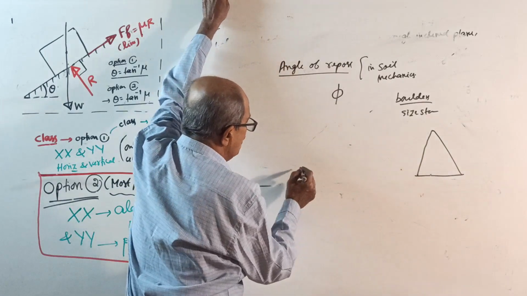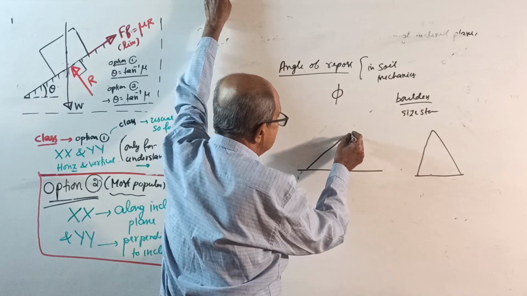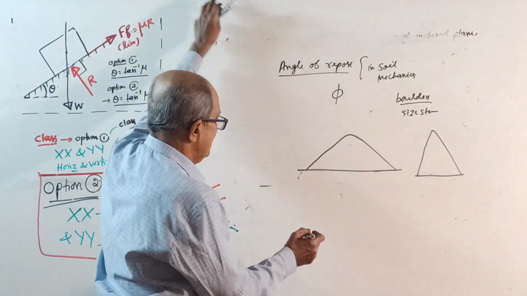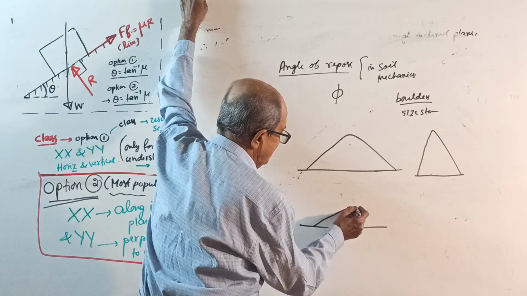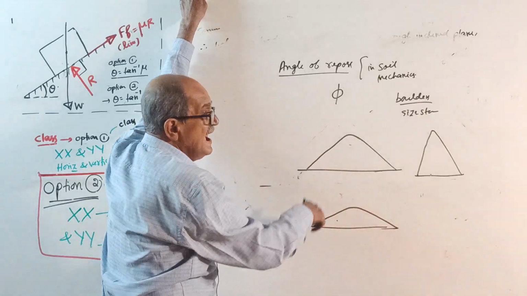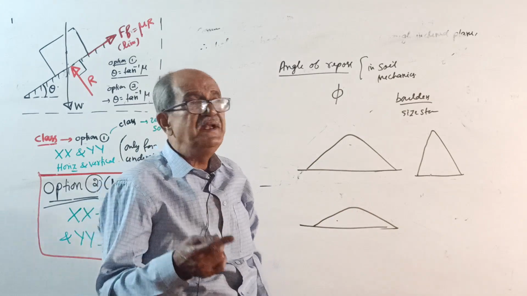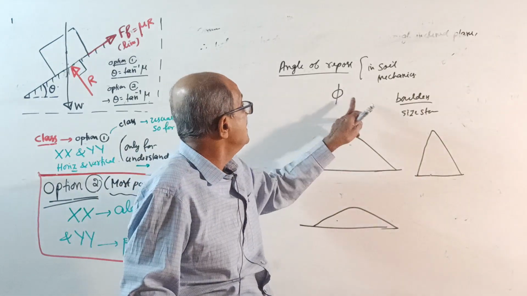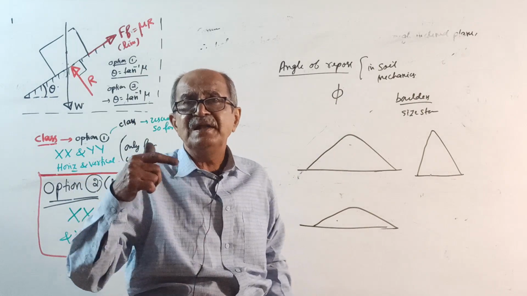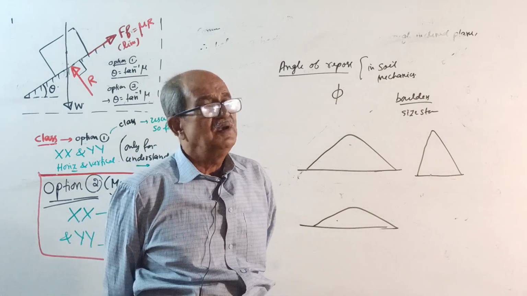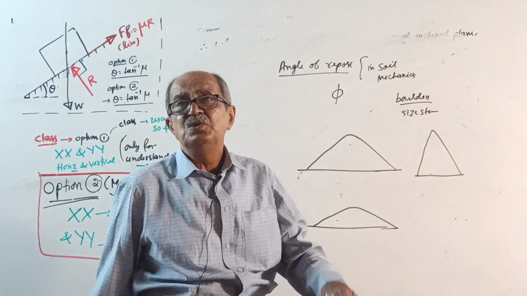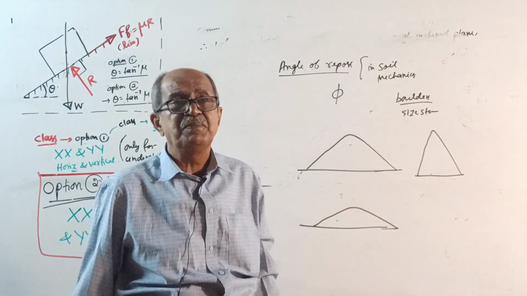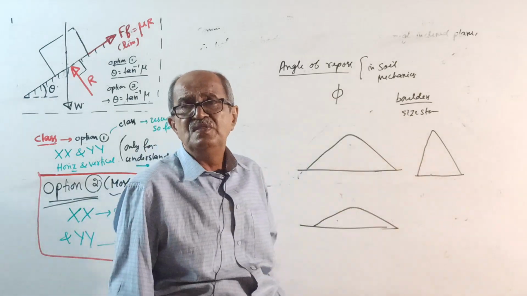Suppose you take ordinary soil, it may settle like this. Suppose you take sand, which is finer, then it will settle like this only. The angle will reduce. That is, as the material becomes finer and finer, the angle of repose becomes lesser. This phi is very important because when you find lateral earth pressure, it is (1 minus sin phi) divided by (1 plus sin phi) into density of soil into height x from the top. That I will not tell here. So this is the angle of repose.